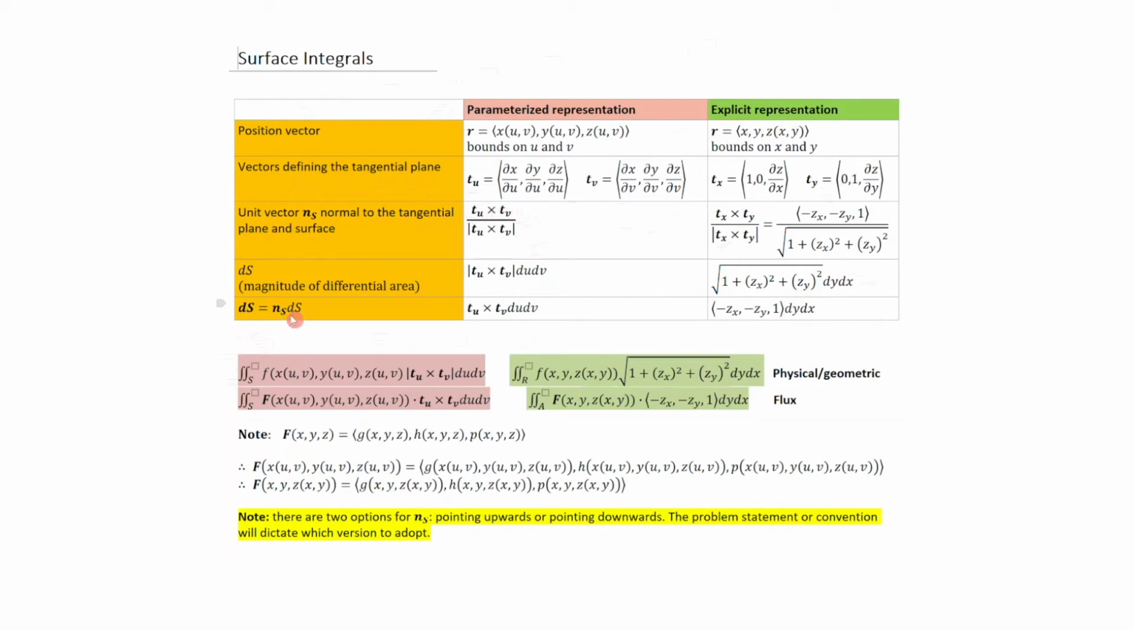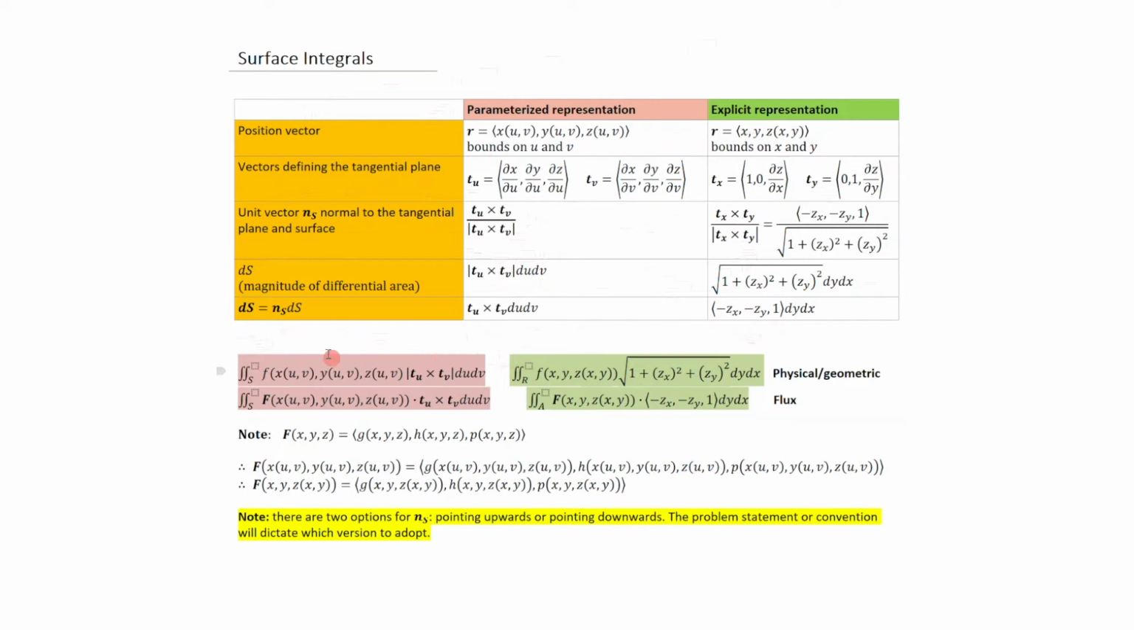The differential surface area vector, which is just n dS, would basically be just taking these two and multiplying, and taking these two and multiplying. By multiplying these two, you can see that the denominator term vanishes, and you're just left with T_u cross T_v, du dv in this case, minus z_x, minus z_y, partial 1, dy dx. All right, so then we look at it in terms of the types of calculations we would typically do.